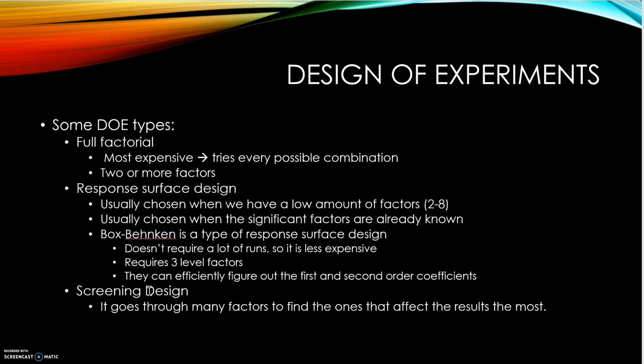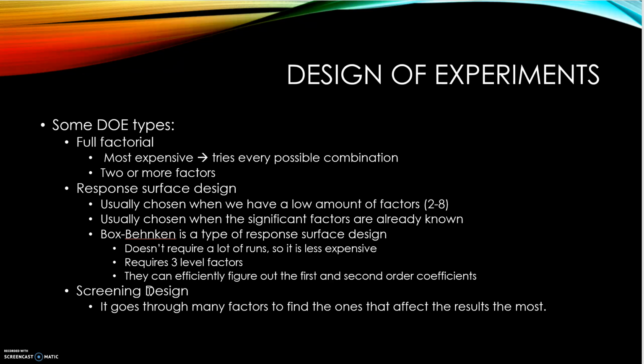Some design models include a full factorial design, which is the most expensive since it tries every possible combination, and it usually has 2 or more factors. A response surface design is usually chosen when we have a low amount of factors, usually between 2 and 8, and when we know the factors that are significant.